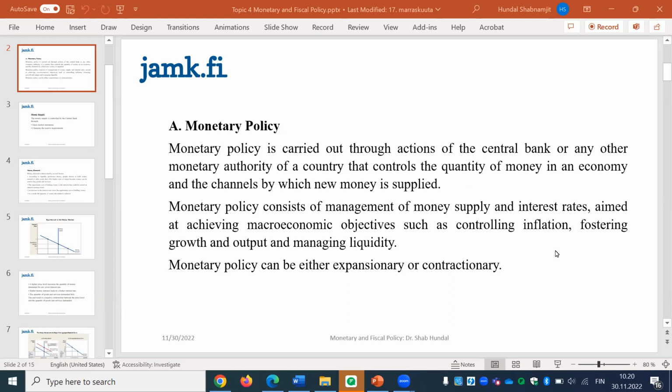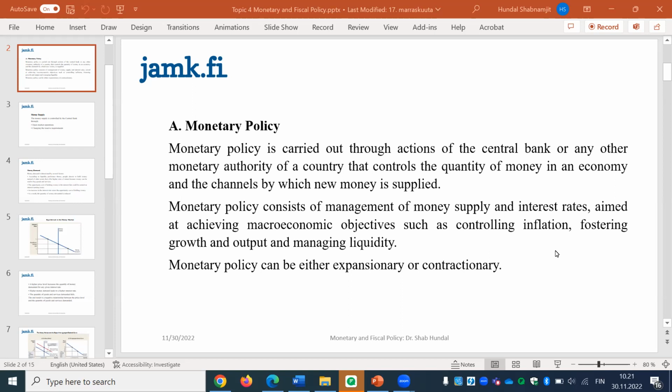Monetary policy can be expansionary or contractionary. Expansionary means that whenever there is a recession, the economy is in a downswing, people are losing jobs, there is unemployment, factories are shutting down, and the whole business climate is so dismissive, so disappointing. At that time, there is a need to do some ignition. Somebody has to take an initiative.